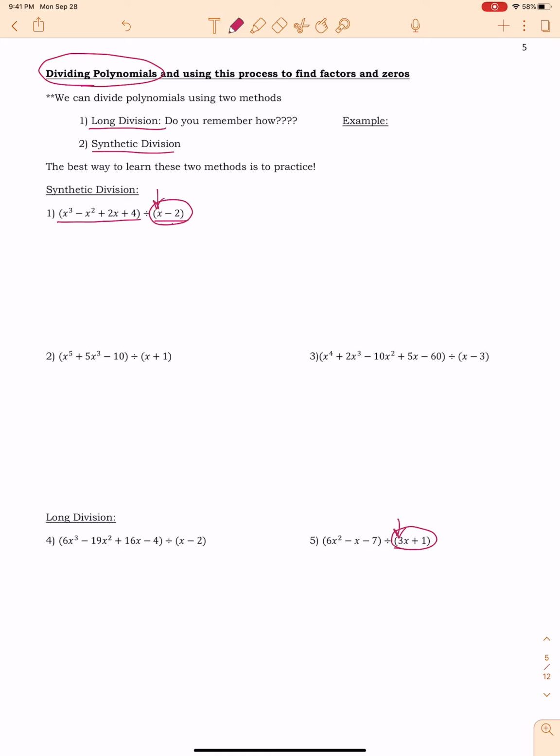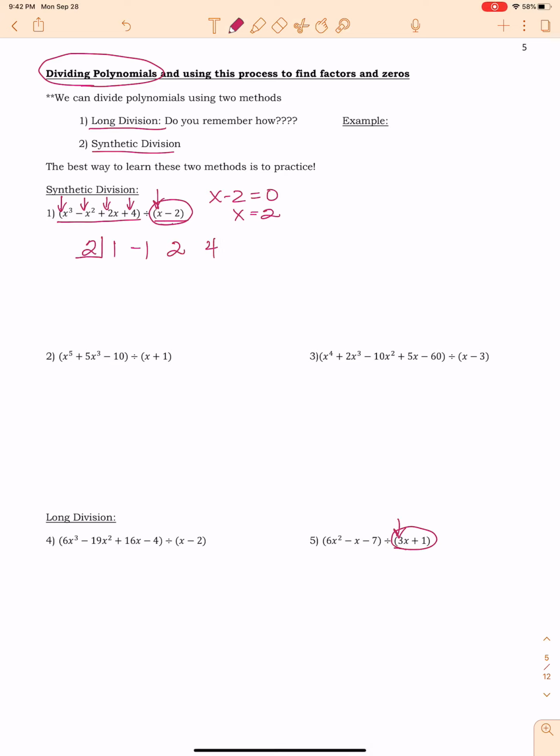Whatever we're dividing by, that is the x minus 2, we're going to set this equal to 0. And then what we're going to do with that value, we're going to write it and put it in a little corner. Then we look at what we're dividing, and at each of the coefficients with their signs, and write those next to the 2. So this is 1x cubed, so I'm going to write a 1. This is negative 1x squared, so negative 1. This is positive 2, and this is positive 4.